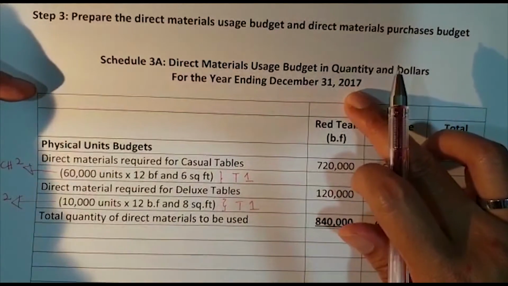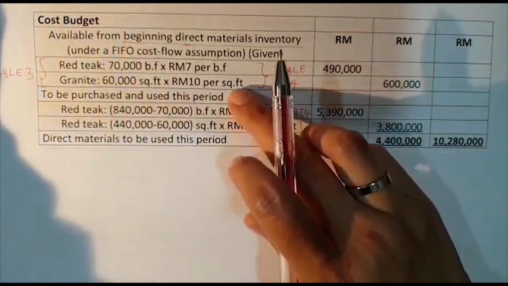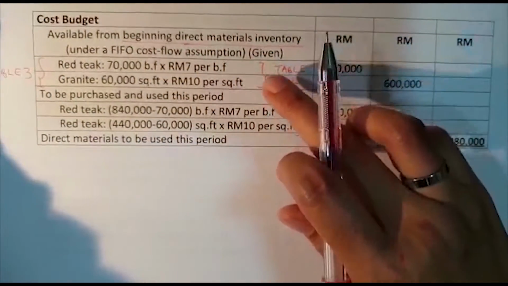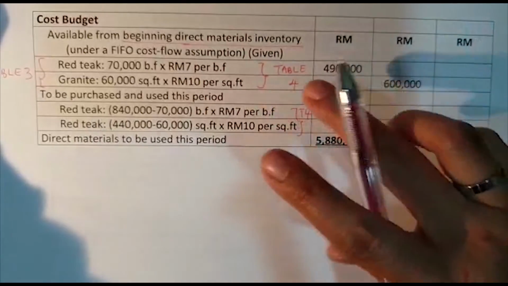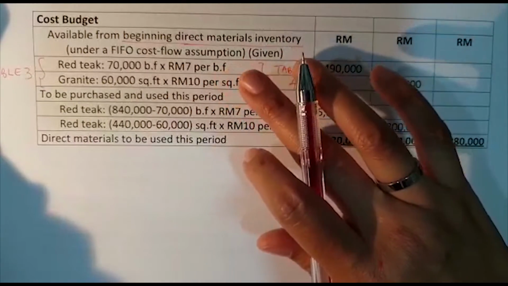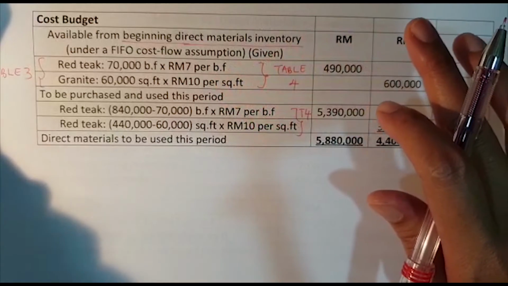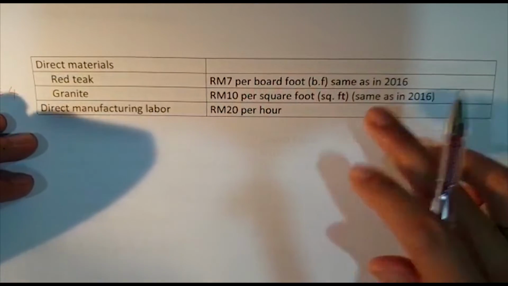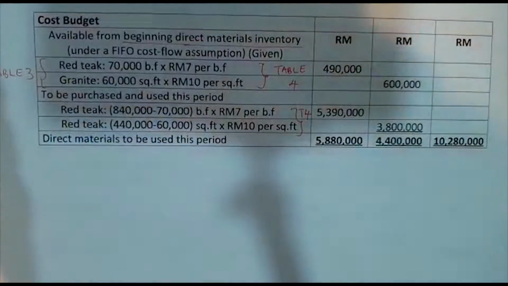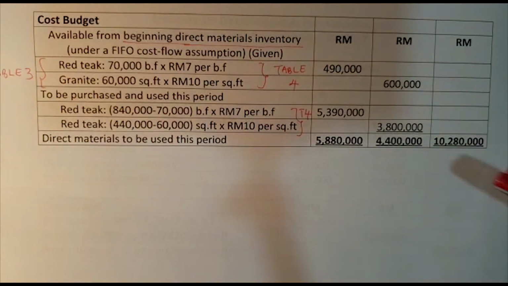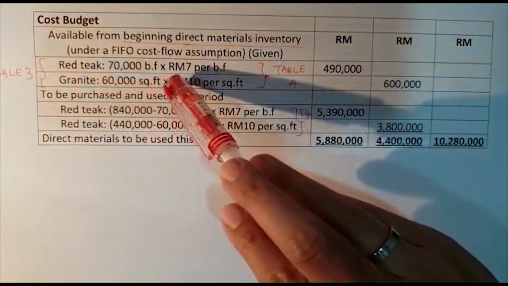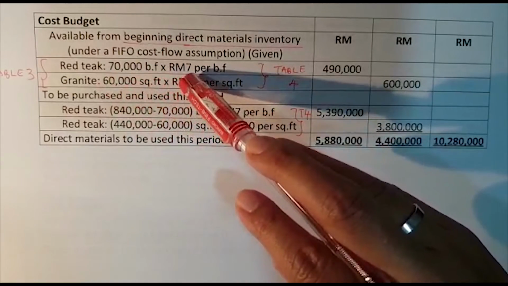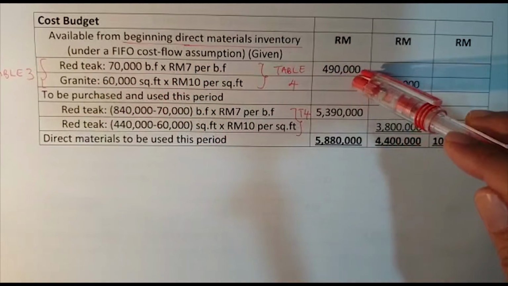for 2017, regardless, obviously, the beginning inventory for this year is actually the ending inventory for 2016, so for 2016 and 2017, we can use this figure given by the question, because the price is basically similar. So the red tick, we times 70,000 board feet times 7 ringgit, and we can get here 490,000.